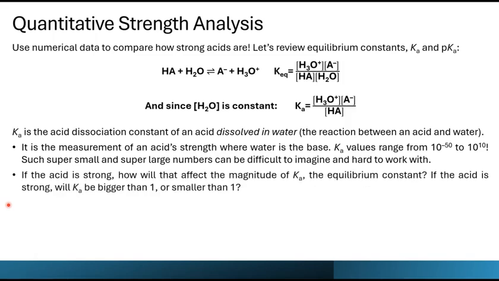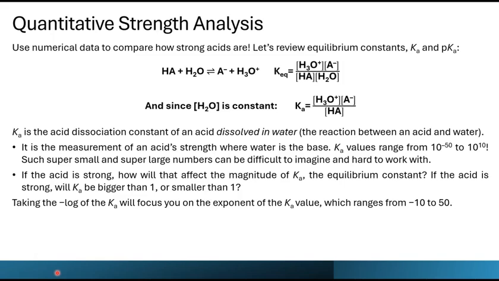If the acid is strong, let's think about the magnitude of Ka. Will it be a bigger than 1 value or smaller than 1? So remember the definition of a strong acid or a strong base. A strong acid is one that completely becomes ions in solution. So if we have a high concentration of A- and hydronium, that means we're going to have a large Ka value, because HA is going to be a very low concentration or even non-existent relative to our products.